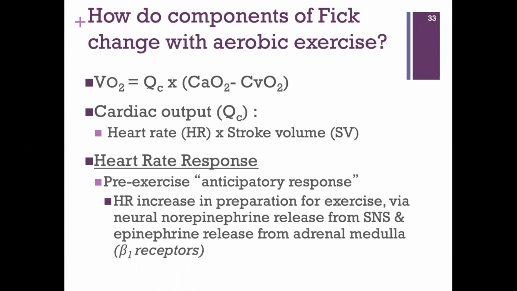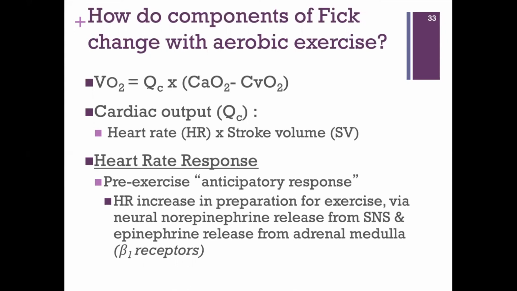Okay, so the Fick equation: VO2 equals our cardiac output times our content of oxygen in the arteries minus the content of oxygen in the veins, or the arterial venous difference. So what we're going to talk about in this video is how these different components change as we move from rest to exercise. Remember, our cardiac output is heart rate times stroke volume. So let's take a look at how the heart rate and stroke volume can change when we move to exercise.